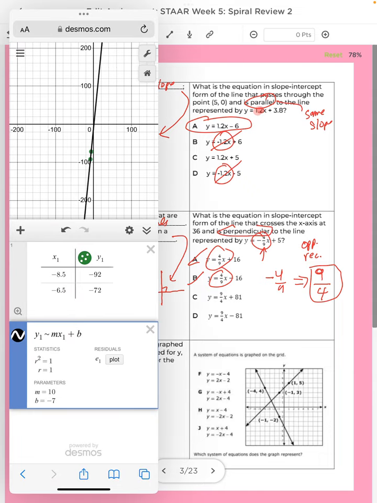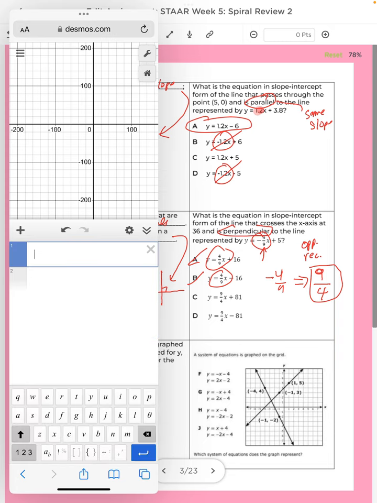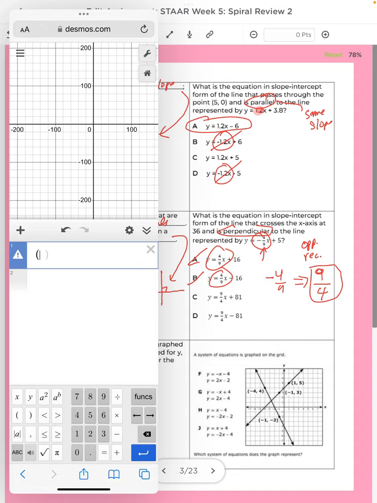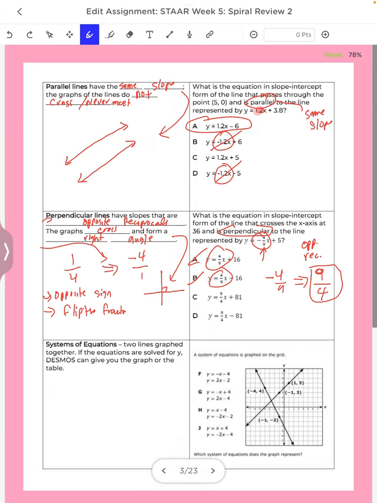So now let's use our Desmos. Okay, so say we erased both of those. I can go over here and I can actually type in parentheses 5, 0. So let's type that in, 5, 0. Okay, and then I can type in one of these and see which one works, right? So let's type in that first one. So I can type in y equals 1.2x minus 6. Okay, and we see that it goes right through that point that we just talked about. So that's why that one is the correct answer. All right, let's keep it moving.